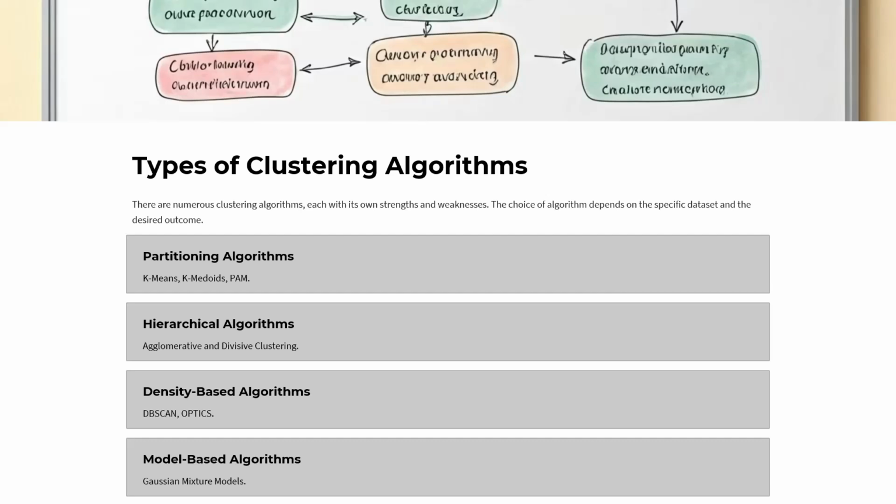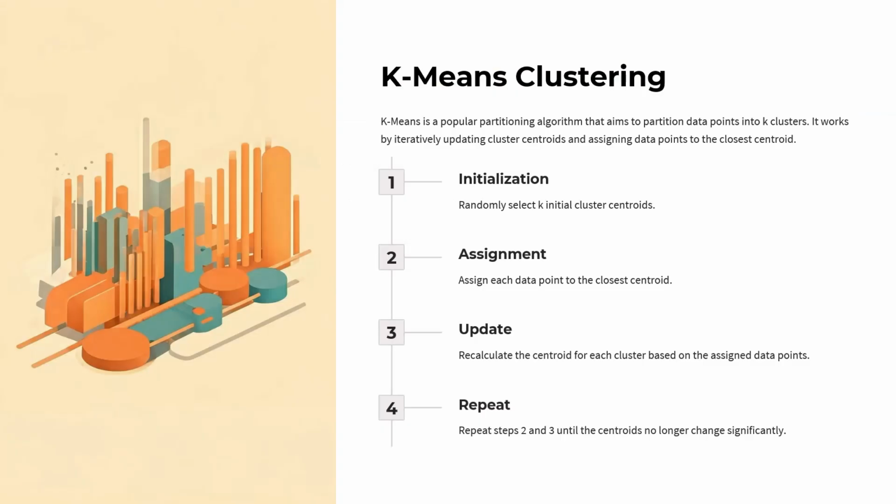Then come density-based algorithms. Algorithms like DBSCAN find clusters based on the density of points in a region, making them ideal for identifying clusters of irregular shapes and handling noise in the data. Then model-based algorithms. Gaussian mixture models, for example, assume that the data is generated from a mixture of several Gaussian distributions and the task is to identify those distributions. Then the fourth slide generally describes one of the most popular clustering algorithms, that is k-means.